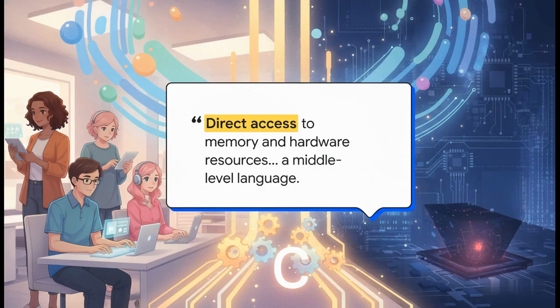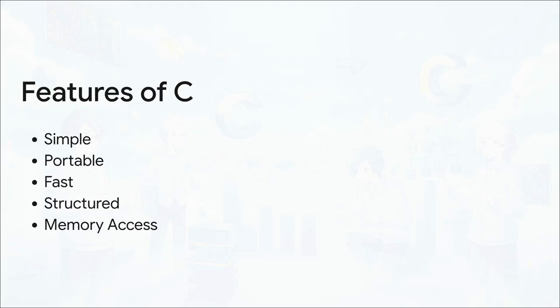C is widely known as a middle-level language. What that means is it perfectly bridges the gap between human-readable high-level code and the raw, low-level machine hardware. It essentially gives you direct access to memory and system resources without actually forcing you to speak entirely in ones and zeros.